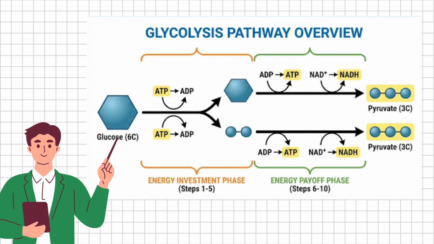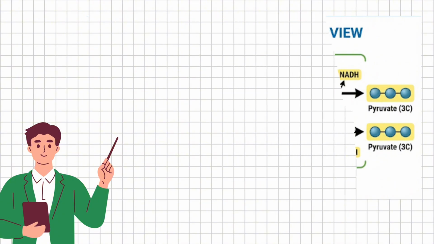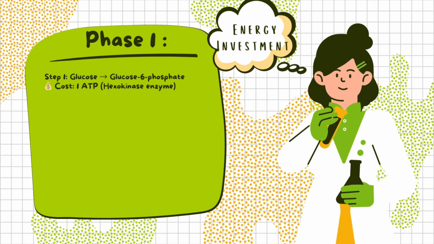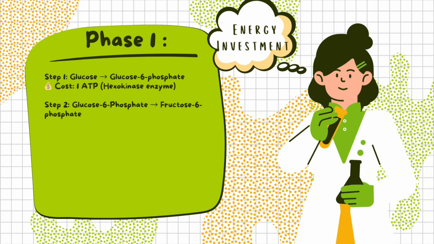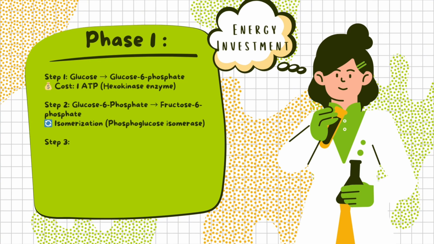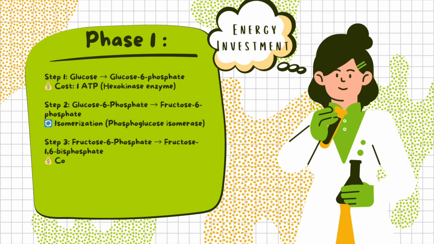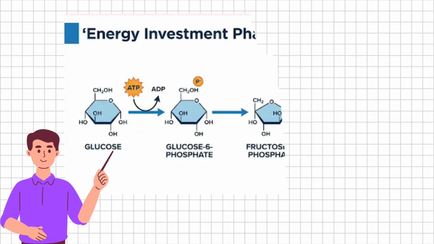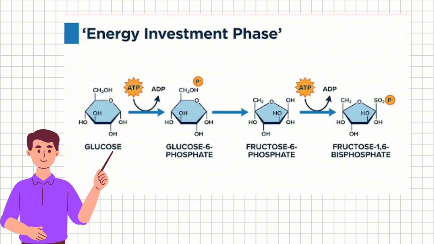Moving on to Phase 1, the energy investment phase. In step 1, glucose is converted to glucose 6-phosphate and consumes 1 ATP. In step 2, the molecule undergoes isomerization to become fructose 6-phosphate. In step 3, fructose 6-phosphate is converted to fructose 1,6-bisphosphate and consumes another 1 ATP. The key takeaway here is that we have invested 2 ATP to prime the glucose for splitting. Here is a clear diagram to visualize the energy investment phase.